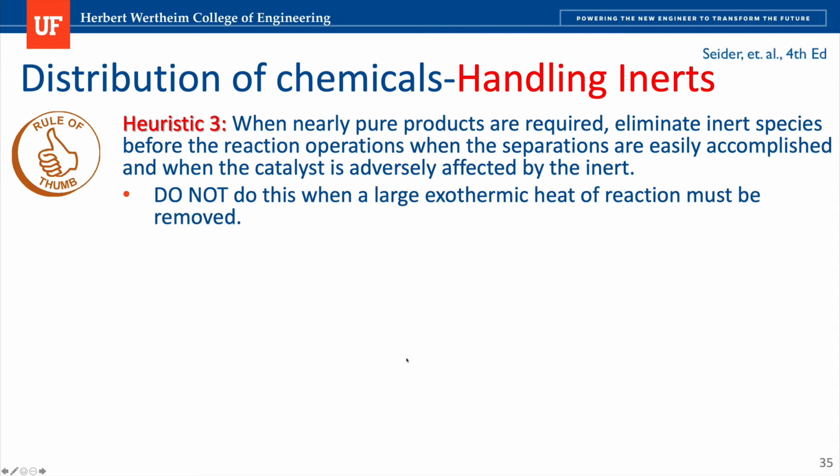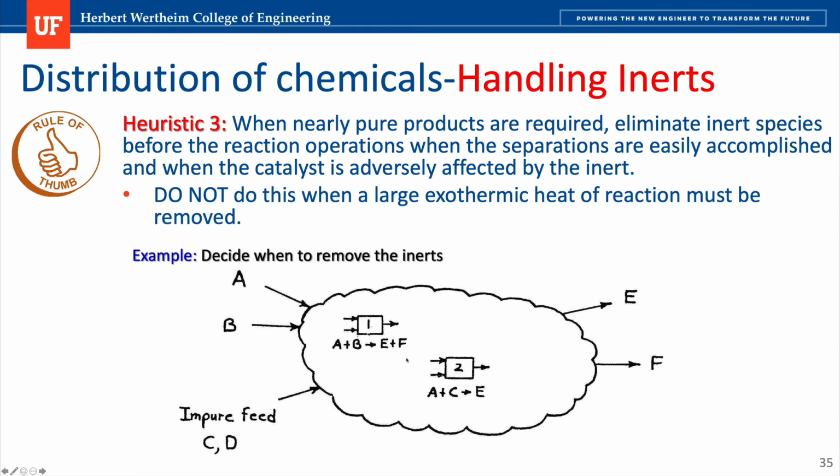Heuristic 3 involves: when nearly pure products are required, eliminate inert species before the reaction operation when the separations are easily accomplished and when the catalyst is adversely affected by the inert. Examples are when you have, for example, syngas, natural gas, air. You may have some components there that may be poisonous for the catalyst, or may be affecting the separations later. Do not do this when a large exothermic heat of reaction must be removed, because inerts actually help us to absorb some of the energy from an exothermic reactor, helping us to control the temperature inside the reactor.